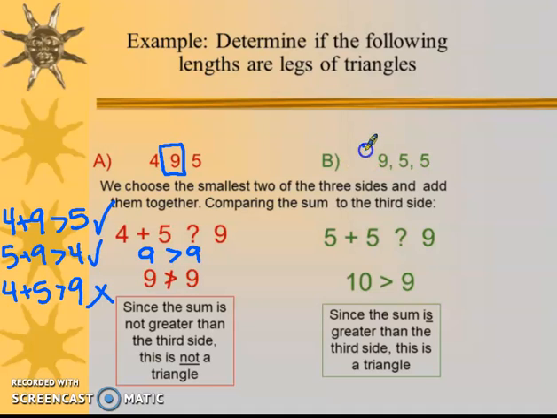If I look at letter B, 9 is my biggest number again. So I'm going to take my 2 smaller numbers because adding any number to your largest number is going to be bigger than any of your smaller numbers. Well, 5 plus 5 gives me 10, and is 10 bigger than 9? It is. So, since it is bigger than 9, it works.